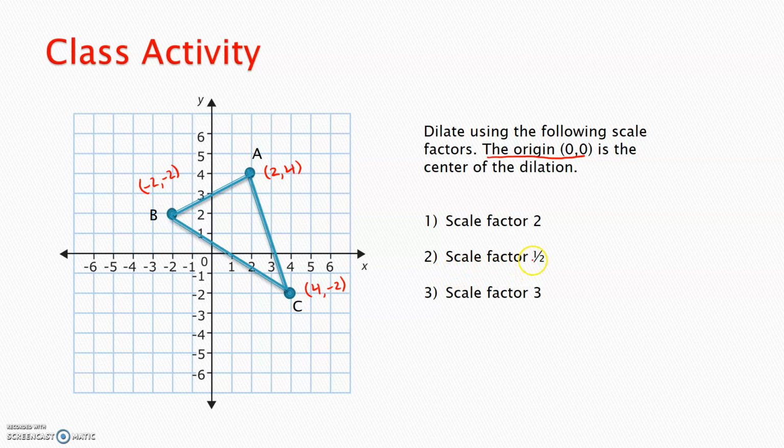Apply the scale factor of 1/2. You're going to divide all of these by 2. That's the secret. Apply the last one, scale factor of 3. Multiply each one of these by 3 and actually graph it. So again, you guys know the deal. When you are done, check your answers with my sub. They should have the answer key if everything's perfect.